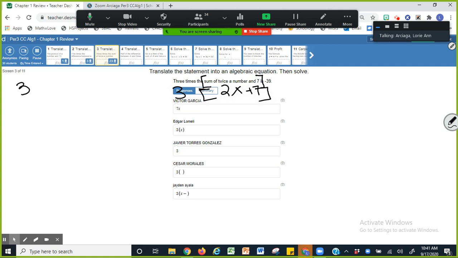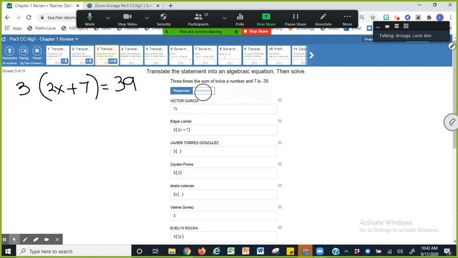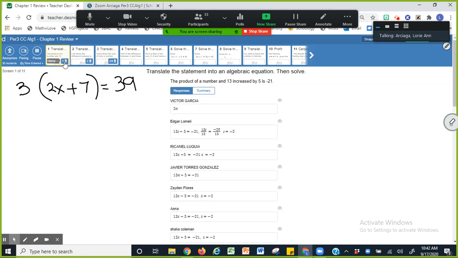All right, let me write that clearly over here. So 3 times the sum of twice a number, or 2 times the number, and 7 is equal to 39. Okay. I'll give you some time to work on that while I figure out who else I can help over here.